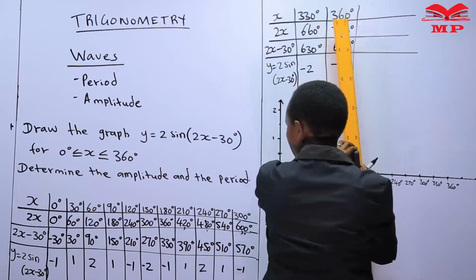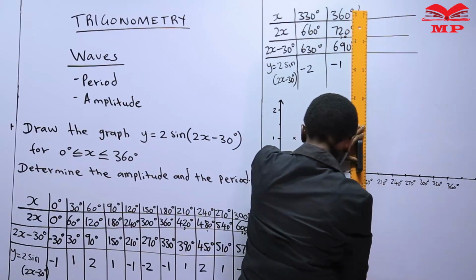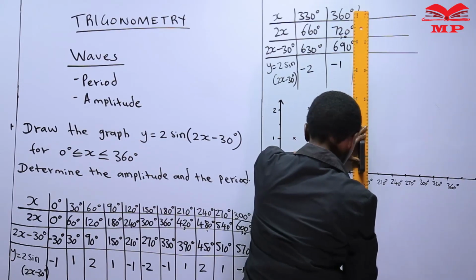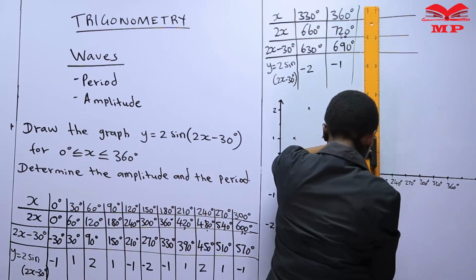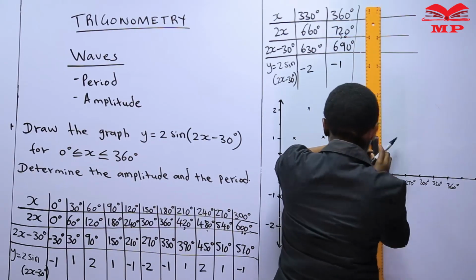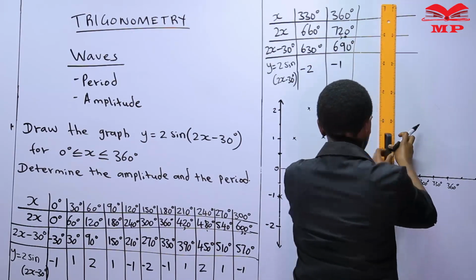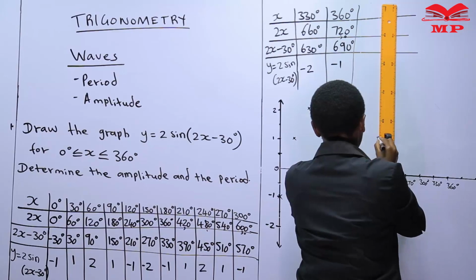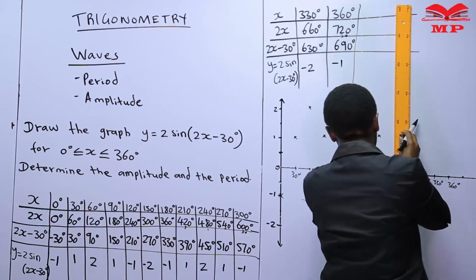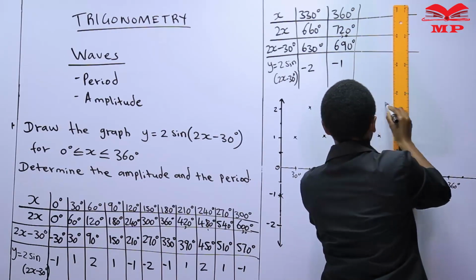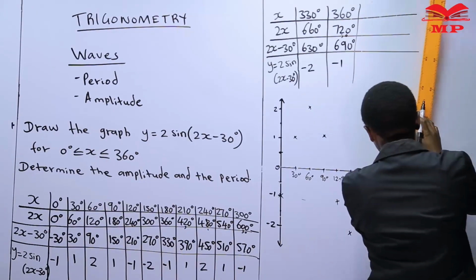Then we have 150, negative 2. 150, we have negative 2. Then 180, we have negative 1. It's at that point. Then we have 210, we have 1. 210, we have 1, which is at that point. Then 240, we have 2. At that point, we have 2 approximately there. Then 270, we have 1.